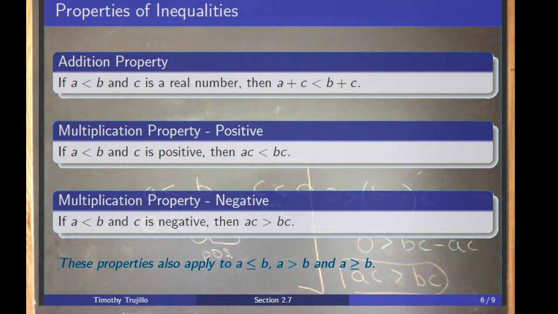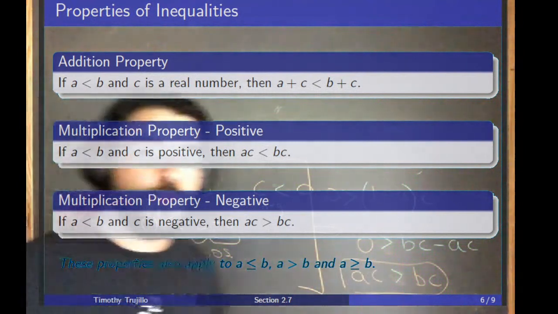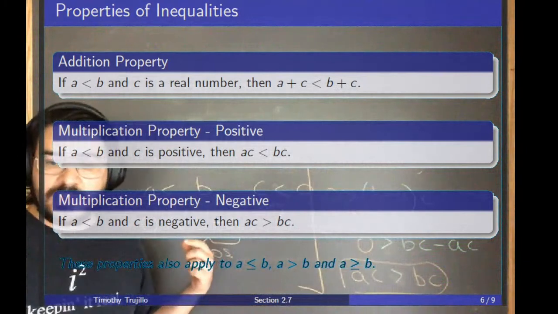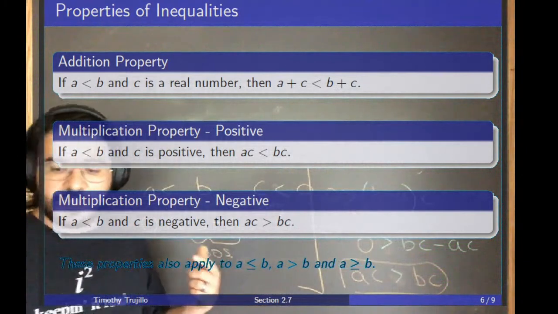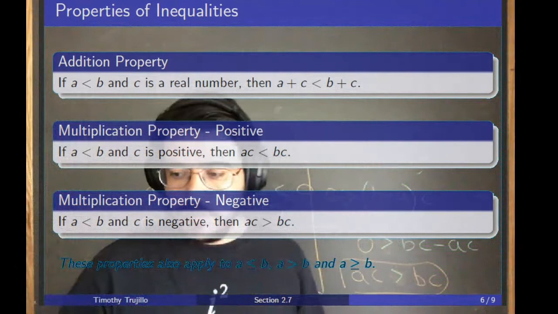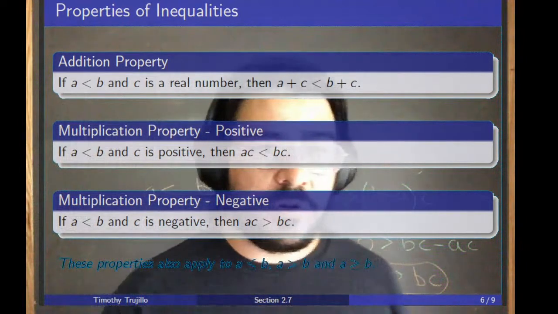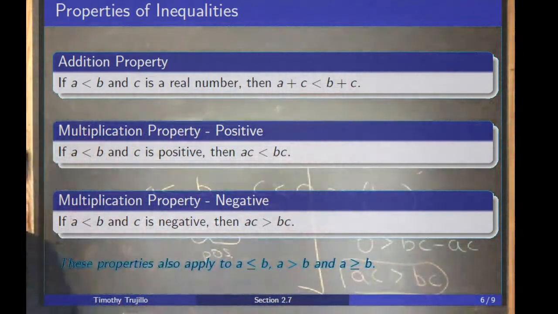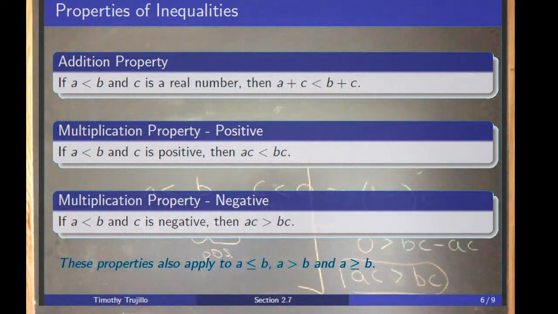Now the last part of this just says that all of what I'm saying has nothing to do with using just this less than symbol. It works for the less than or equal to symbol. It works for the greater than symbol or the greater than or equal to. So you can use any one of those four and these three properties.